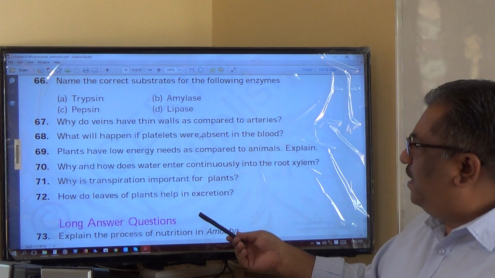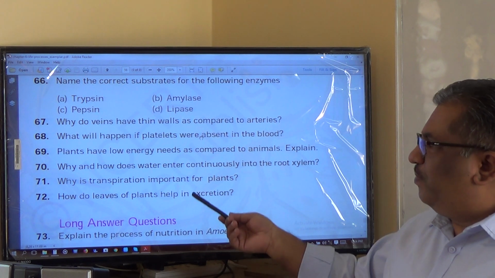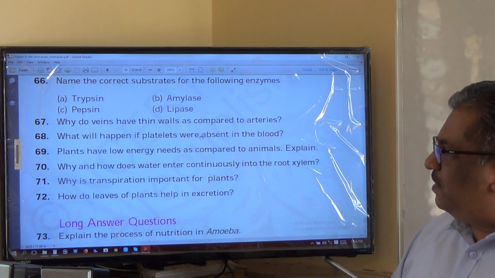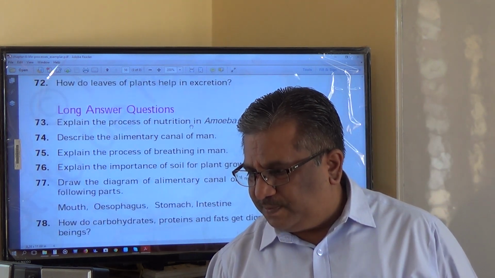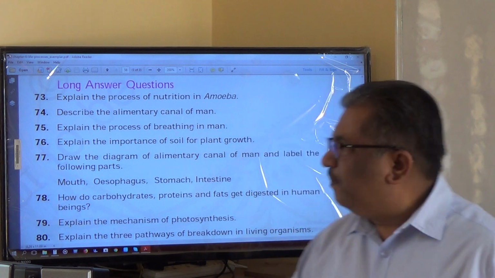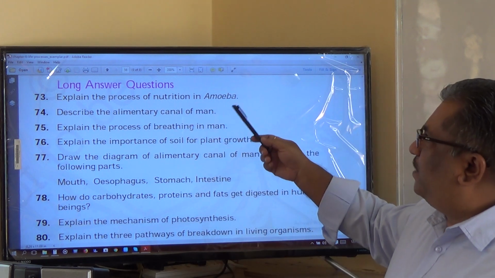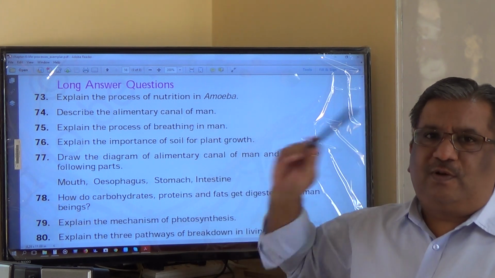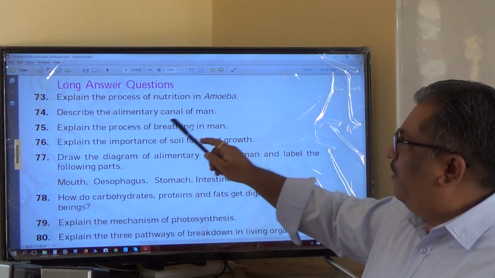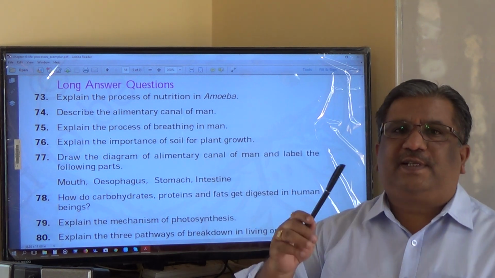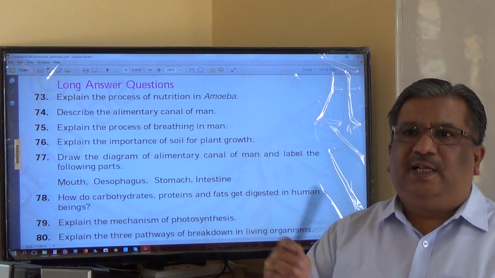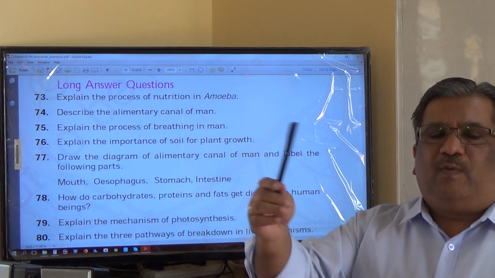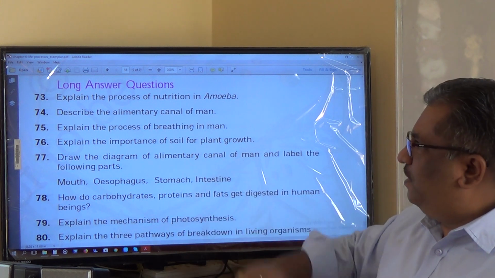How do leaves of the plants help in excretion? That we have discussed in detail. Now let us look at some long answer type questions and see whether we will be able to answer them. Explain the process of nutrition in amoeba. We have discussed already. It's a holozoic nutrition. Describe the alimentary canal of a man. You have to describe the alimentary canal as different parts: mouth, esophagus, stomach, intestine, and the parts of the intestine, you have to explain what takes place in each, which has been discussed in detail.